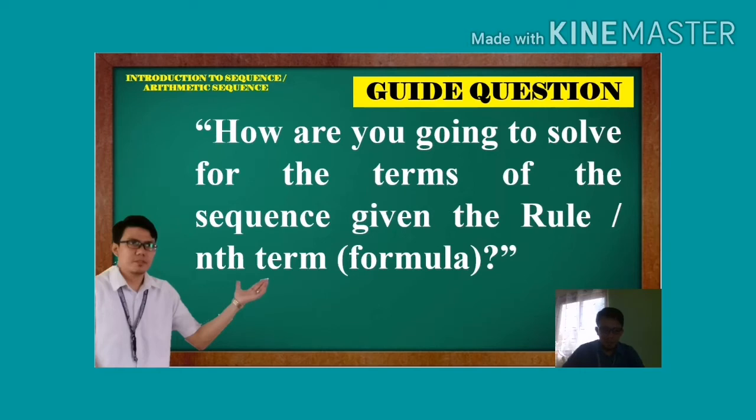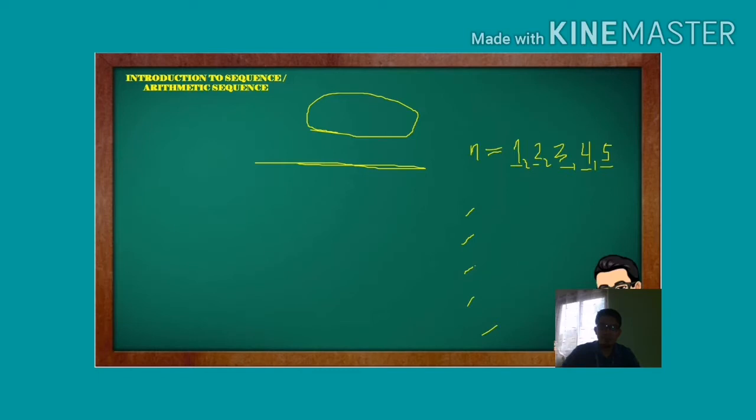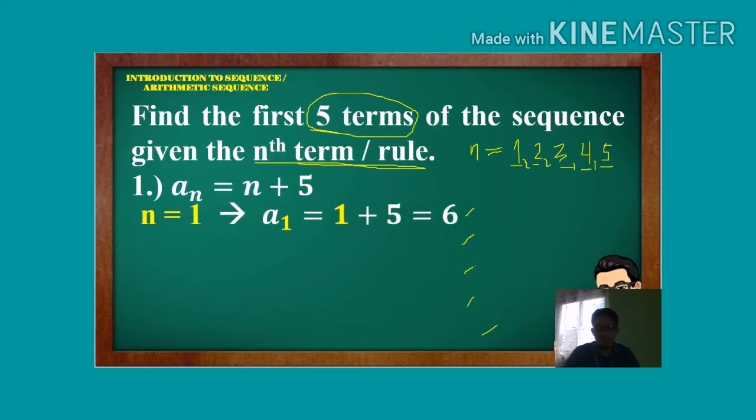Now, this time, how are you going to solve for the terms of the sequence, or to find the terms of the sequence if there is a given rule or nth term, also known as the formula? The nth term or rule is actually an algebraic equation. It can be linear or quadratic, which describes the entire sequence. Okay, now let's discuss it one by one.